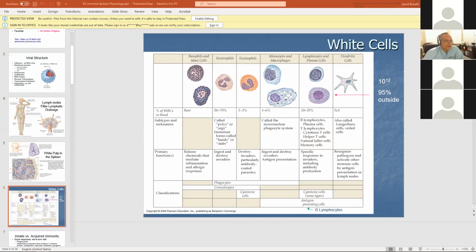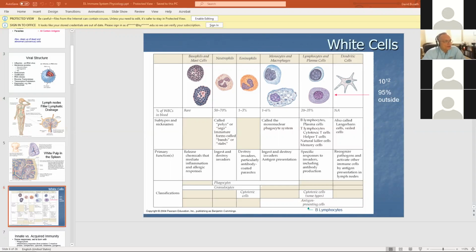Which ones are cytotoxic? They can kill infected cells or cancer cells. That would be the cytotoxic T cells, which are lymphocytes. And also, eosinophils are cytotoxic. They can kill parasite cells.